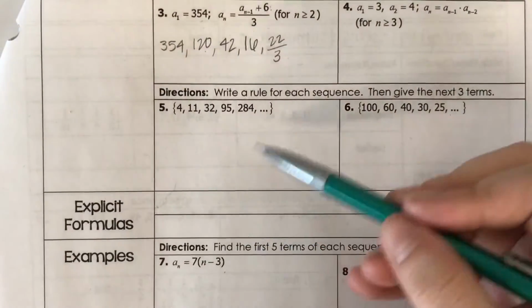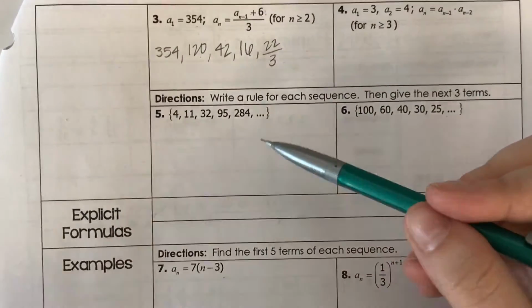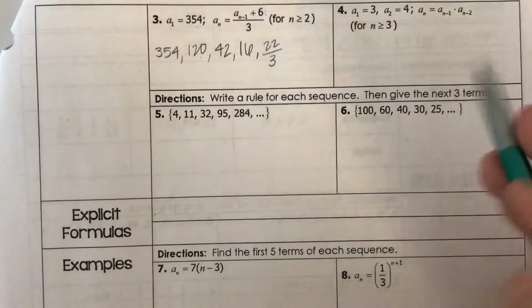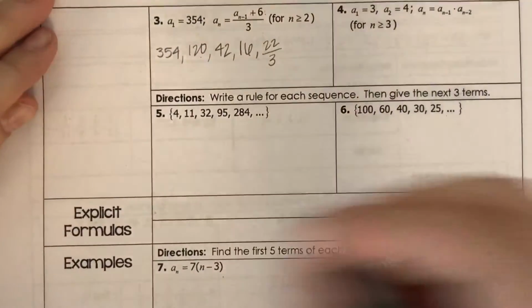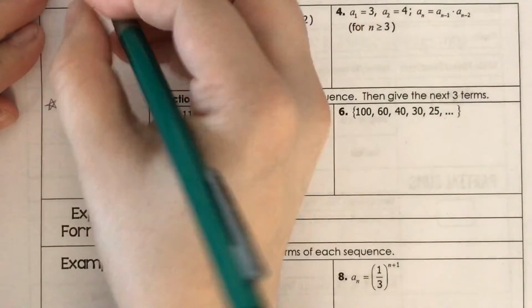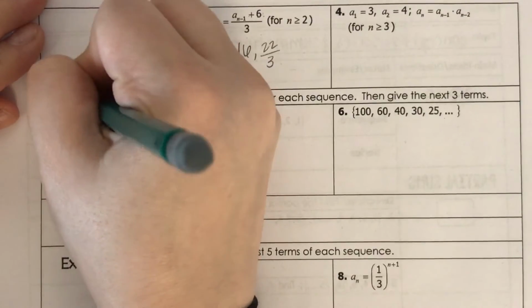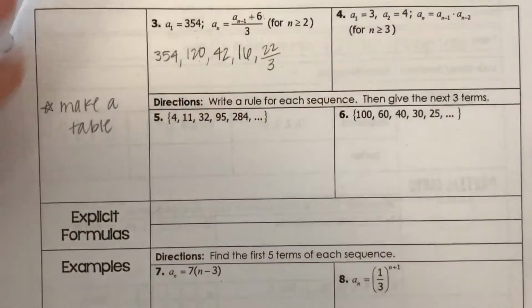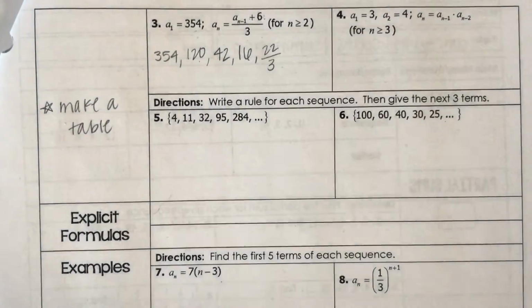So now in number 5 and 6, we're just going to do number 5 in the video. We're going to write a rule for each sequence and give the next 3 terms. So here's what we're going to do. I want you to draw a little star. We're going to make a table. This is going to help you to see patterns, okay?